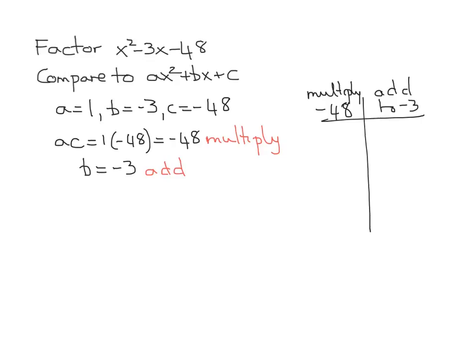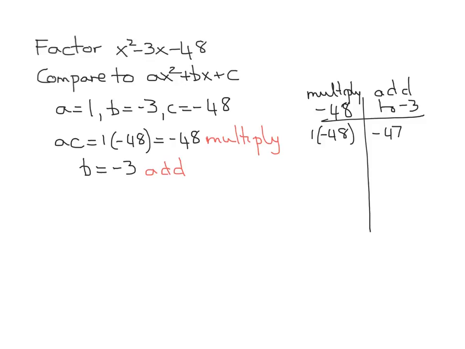Since they multiply to a negative number, my numbers are opposite in signs, and the one with the largest absolute value is going to be negative. So I always start with 1 and the number. And so I'm going to have 1 times negative 48. Remember, I want my bigger number to be negative so that when I add them together, I get a negative number. Well, those add up to negative 47. I'm way away from what I want.